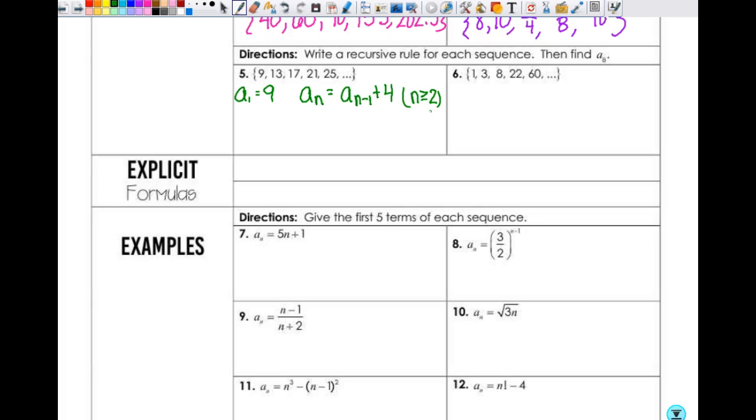Because it only works when n is greater than or equal to 2, because we already have n is 1. I have this one. It doesn't work if I want to get the first term. It only works for the second term and beyond, okay? But it does ask me for the 8th term, right? So this is 1, 2, 3, 4, 5. I need 6, 7, and 8. And so here, with the recursive formula, you just have to keep adding 4, right? So you get 29, then 33, then what? 37. So a sub 8 is 37.